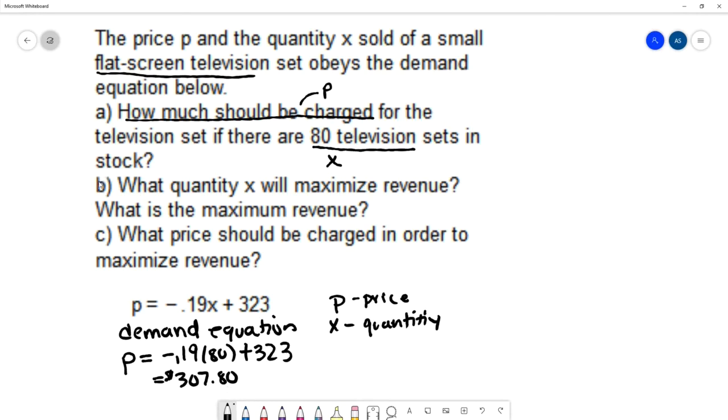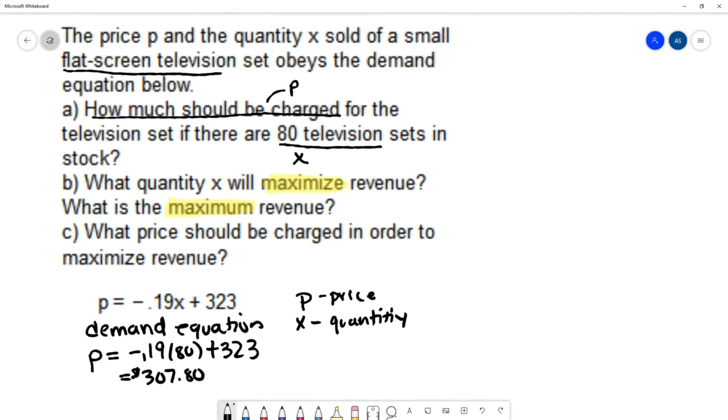Now, for part B, let's read it again. What quantity X will maximize the revenue? What is the maximum revenue? So we have our keyword here of maximize, maximum, and this is our clue to what type of problem we're going to be dealing with. We're going to have a quadratic where we're going to be using the vertex to solve the problem.